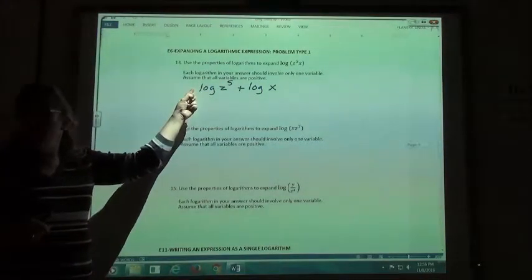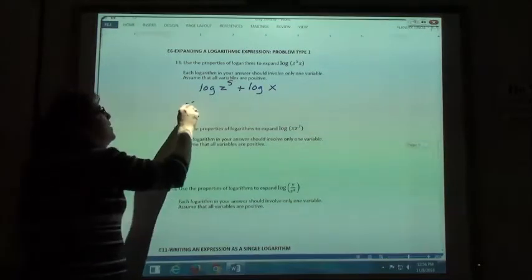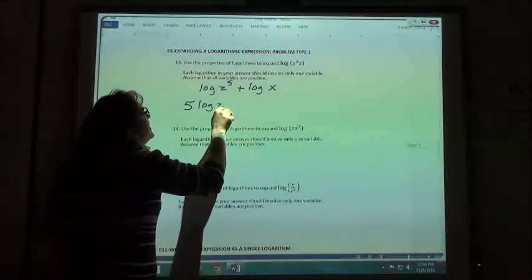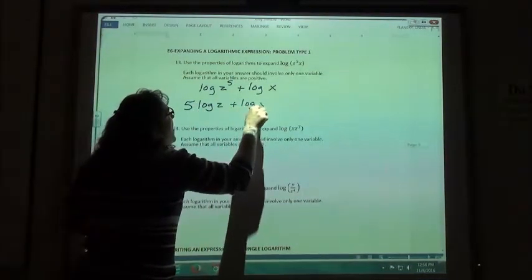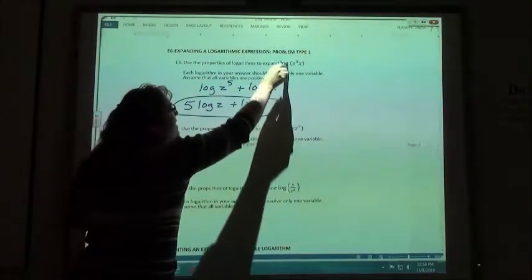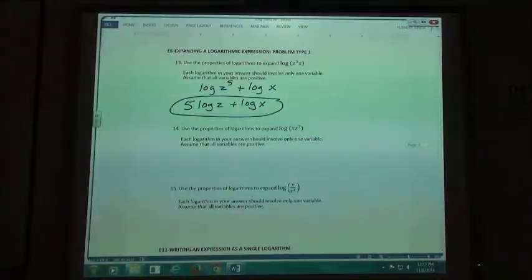I can put it in front and make it multiplied times that. So 5 times the log of z plus the log of x is the expanded form of log of z to the 5th x. So my exponent is going to be multiplied times my logarithm.